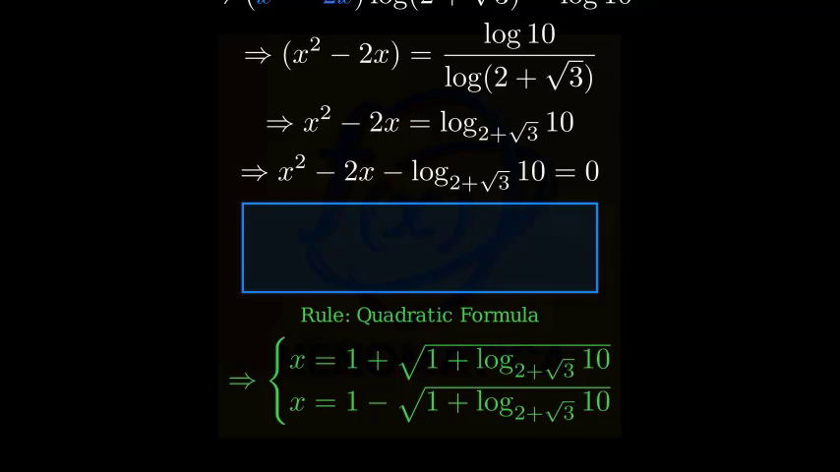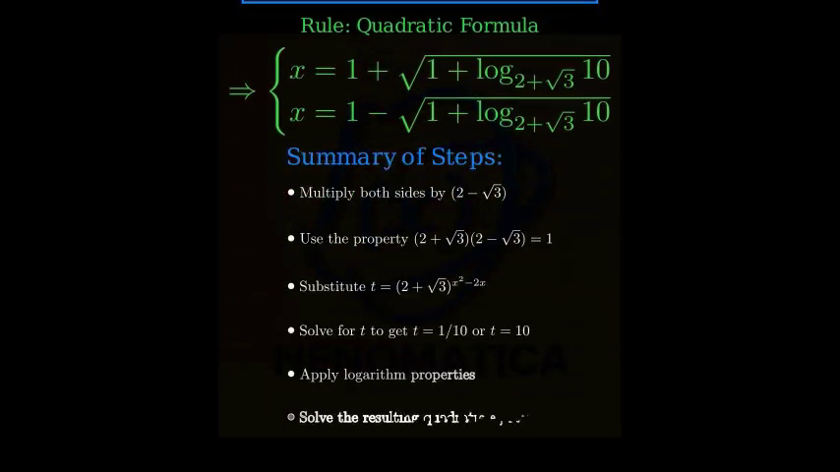The solutions are x equals 1 plus square root of 1 plus log base 2 plus square root of 3 of 10, or x equals 1 minus square root of 1 plus log base 2 plus square root of 3 of 10. And these are our solutions to the exponential equation. This problem demonstrates important techniques, including substitution, logarithm properties, and solving quadratic equations.